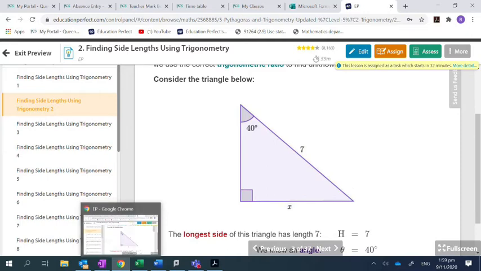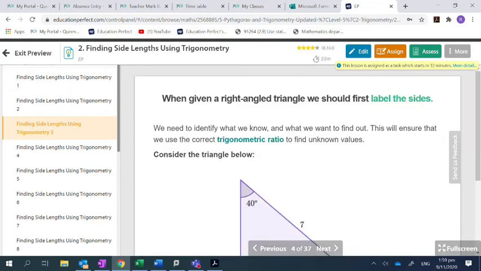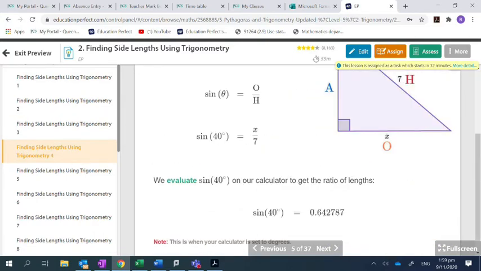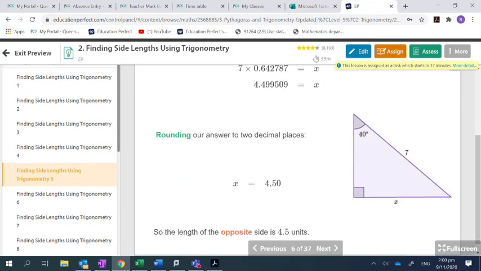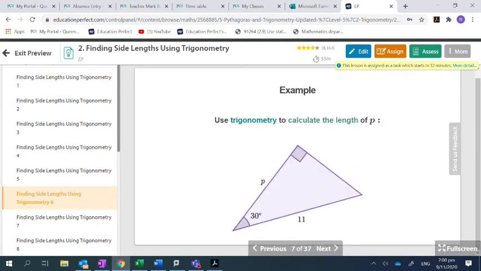All right, so they just plugged in what they knew, identified the pieces that they knew and where they came from, which gave us the function: the sine of the angle equals the opposite over the hypotenuse. They plugged in the information just like we did, and then they took the sine of 40. Don't worry about what they did, because they took a shortcut. They multiplied it. Don't do that.